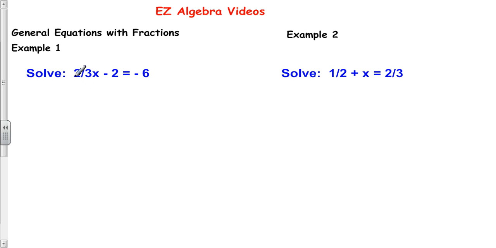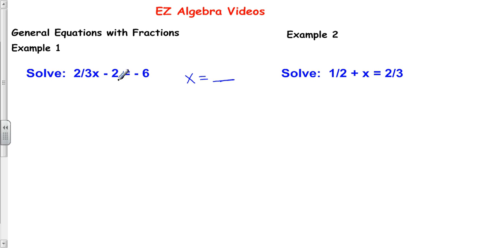In example number 1, 2/3 x minus 2 equals negative 6. This has a fraction as a coefficient for this variable. I'm going to show you how to do that. If you follow the rules, you can solve these type of problems every single time just by following the exact same steps. Once again, we're solving equations, so we're going to have x equals a number as our answer.